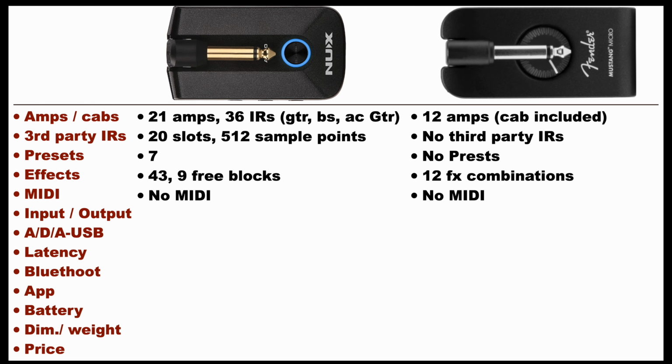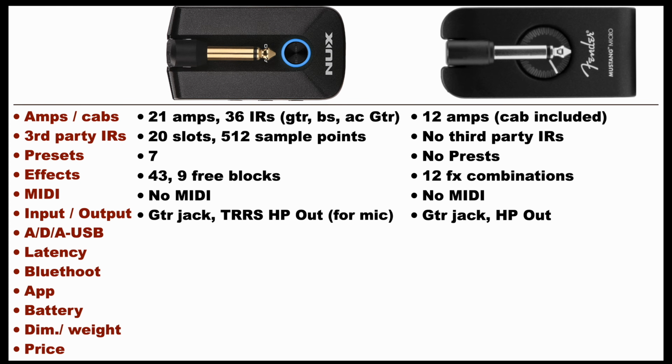Neither of the two units offer physical MIDI ports. As regards inputs and outputs, the Mighty Pro has the jack that goes into the guitar like the Mustang Micro, and it also has a TRRS headphone out, which allows you to connect headphones with also a mic, so that you can basically play, talk and listen with just this device.